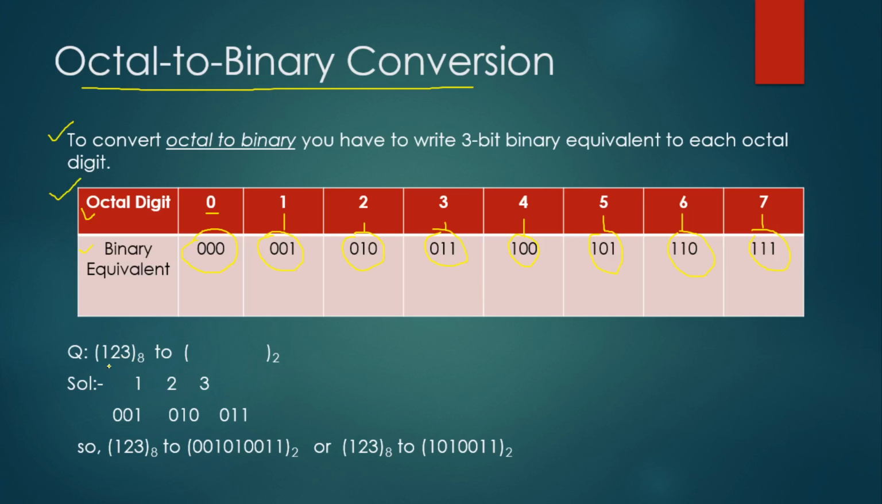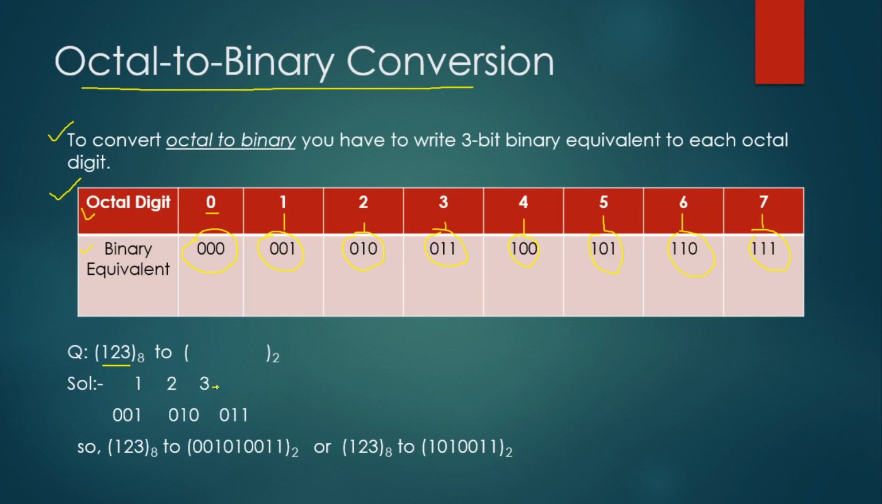Now this is the question: we have to convert this octal number to a binary number. So we have 123. This is the number that we want to convert to binary. The first step is to write down the number, that is 1, 2, 3. So we have written here 1, 2 and 3. Now to convert 123 to the binary number system, you have to write down the 3-bit binary equivalent of each octal digit. Now we always have to start from the right hand side.